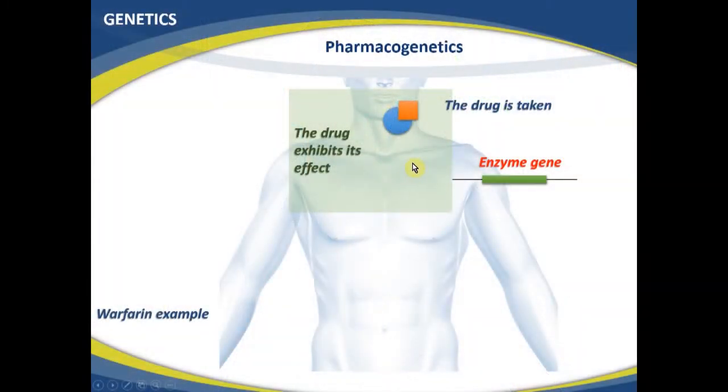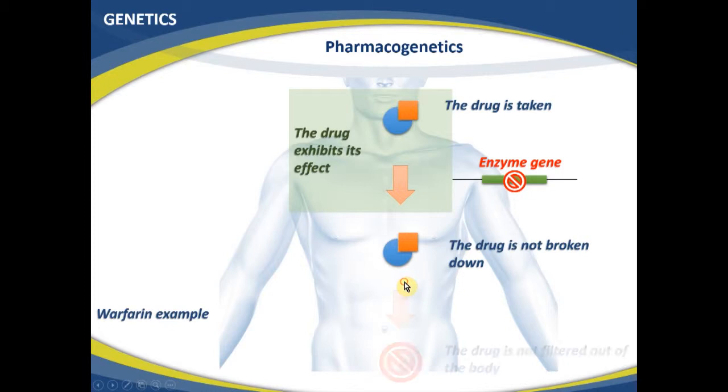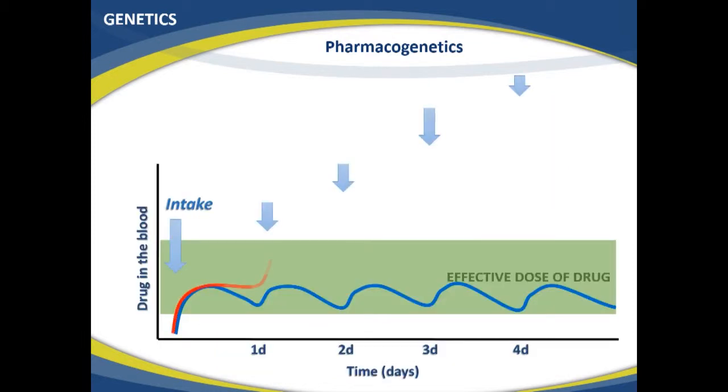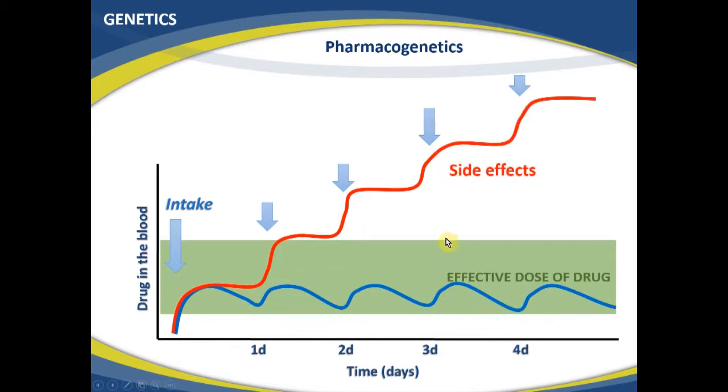And then you always stay in the effective dose of the drug. Now, that's the normal way that it should work. However, some people have a genetic variation that disrupts the function of this enzyme gene. So the drug is taken, it still has its effect, but the gene is not producing the enzyme. So what happens? The drug is not broken down, not modified, it's not removed from the body, and it starts to accumulate if you take it several times a day. So really what happens is you get more and more of the drug, and you go beyond the effective dose and you get severe side effects.